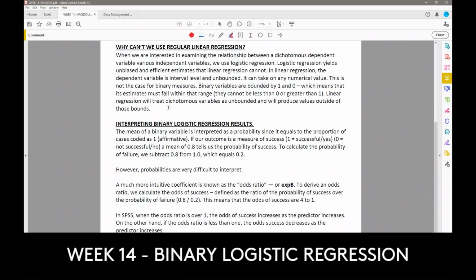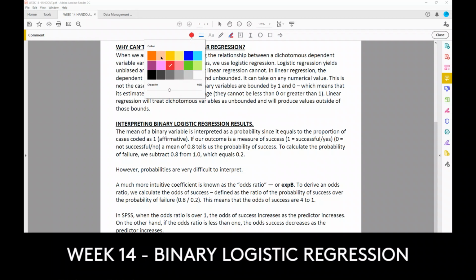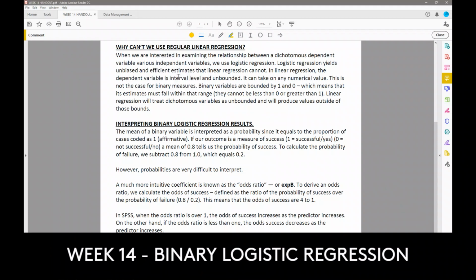Now we're just going to quickly go over why it is that we cannot just use regular linear regression. Okay. In linear regression, when we are estimating a continuous outcome, this outcome variable is interval level, and it is what we call unbounded. This means that it can take any numerical value. It can be negative, it can be positive, it can be negative infinity or positive infinity. There is no bounds on what the estimate can be.